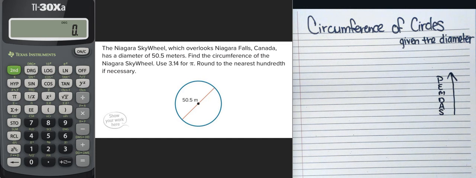All right, so we are working on our next example where we are going to find the circumference of a circle and they are going to give us the diameter. The Niagara Sky Wheel, which overlooks Niagara Falls, Canada, has a diameter of 50.5 meters. Find the circumference of the Niagara Sky Wheel using 3.14 in place of pi, and round it to the nearest hundredth if necessary.